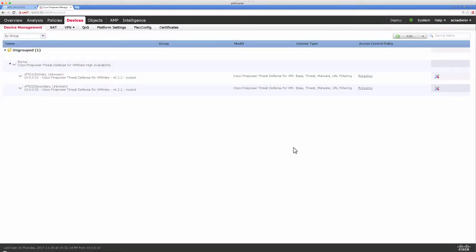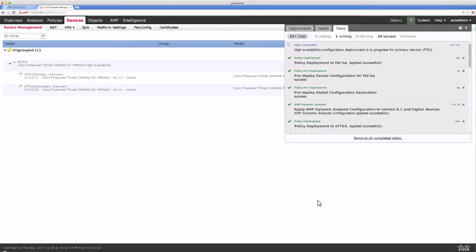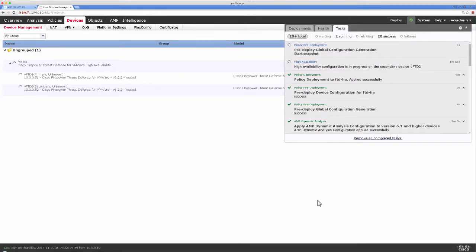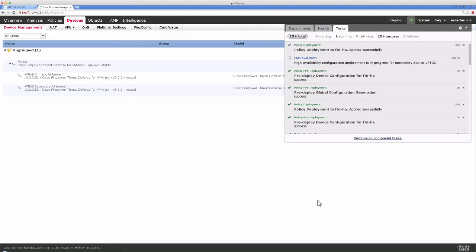This will take some time. We have accelerated here and just showed progress of how these two units are put together. And once they're actually finished, they will be acting as a single unit that can be used to deploy policies and interfaces into. The two units, FTD 1 and 2, actually mirror their own interfaces to allow us to switch over between the two units in case of failure.